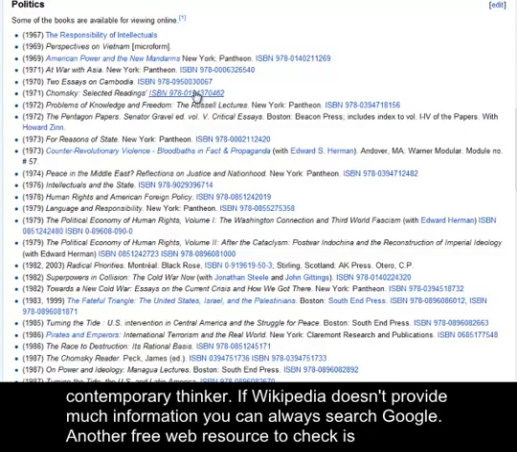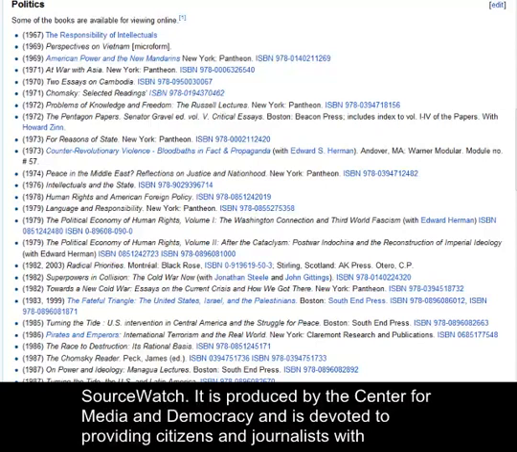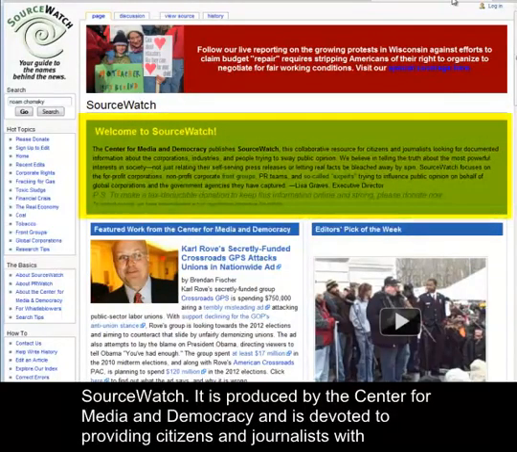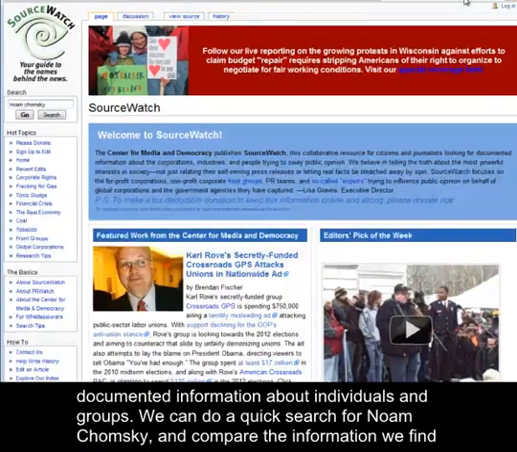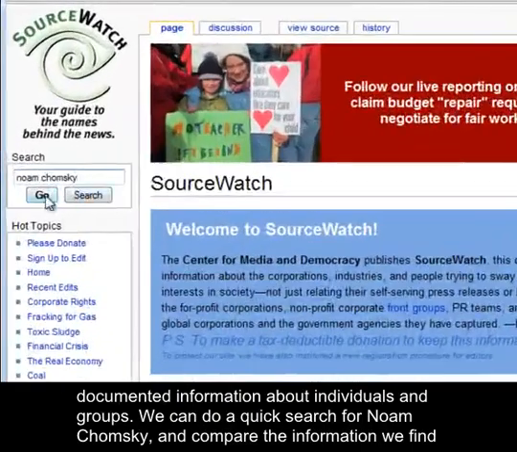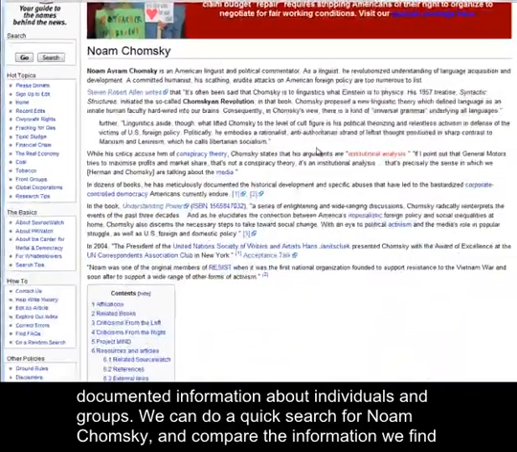If Wikipedia doesn't provide much information, you can always search Google. Another free web resource to check is SourceWatch. It is produced by the Center for Media and Democracy and is devoted to providing citizens and journalists with documented information about individuals and groups. We can do a quick search for Noam Chomsky and compare the information that we found here in SourceWatch with what was found in Wikipedia.